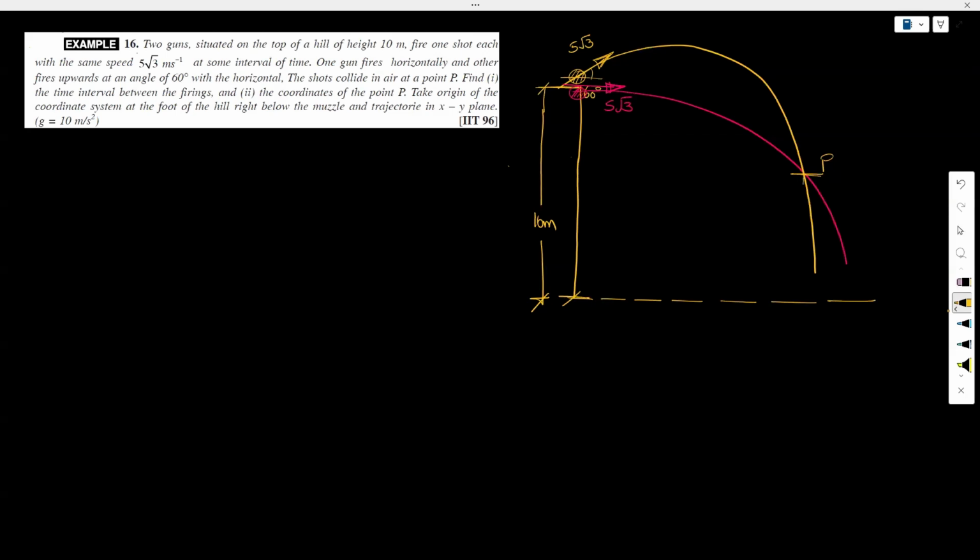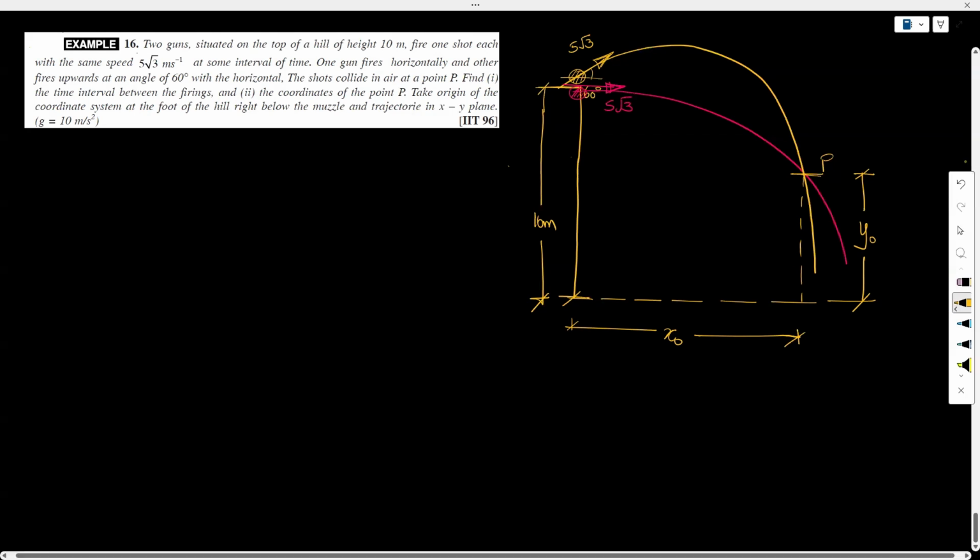Let's say they are meeting at a horizontal distance of x naught, and they are meeting at a vertical displacement of y naught. The shots collide in air at point P. We have to find the time interval between the firings.